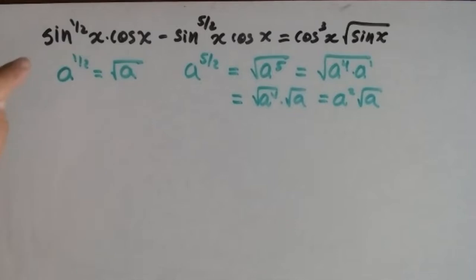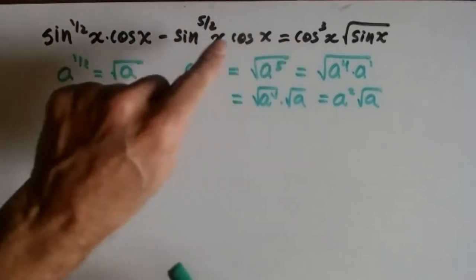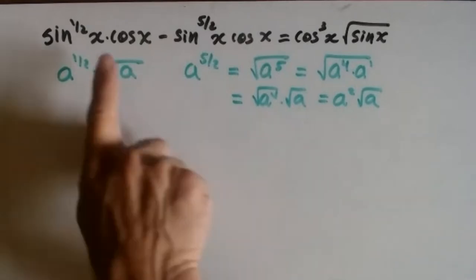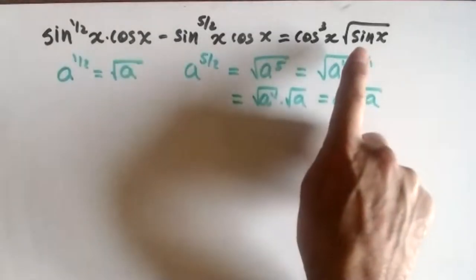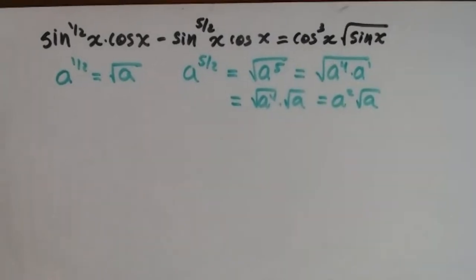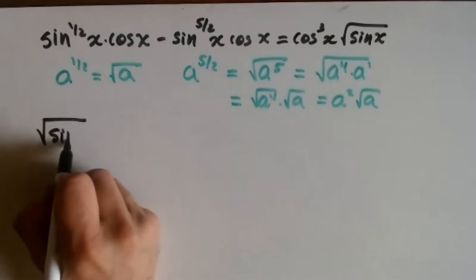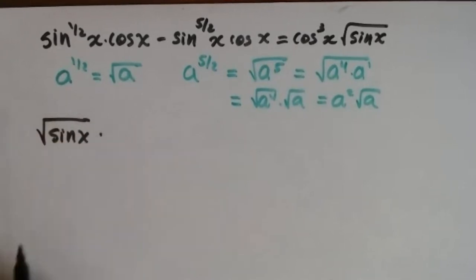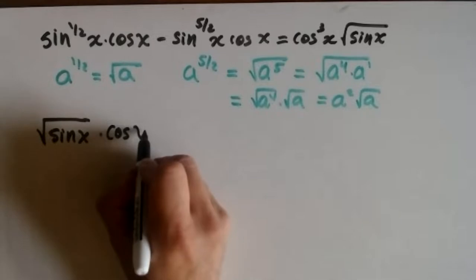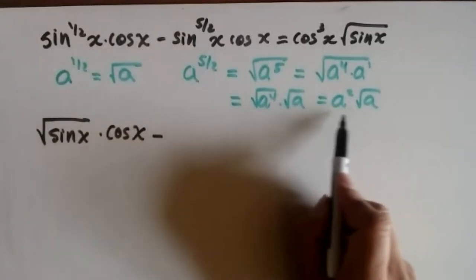Well, now I'm going to use this notation right here. I'm going to begin from this complex expression and try to find the last one. So I'm going to write, okay, everybody ready? So I have the square root of sine x times cosine x minus this sine to the 5/2 is going to be written like this one.